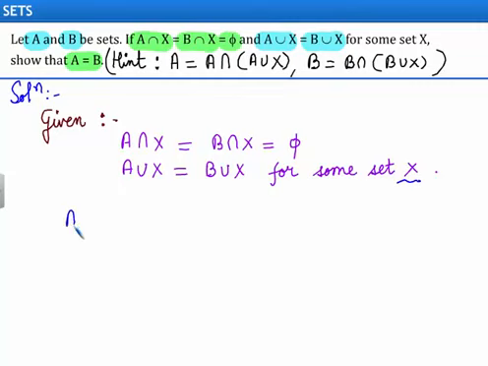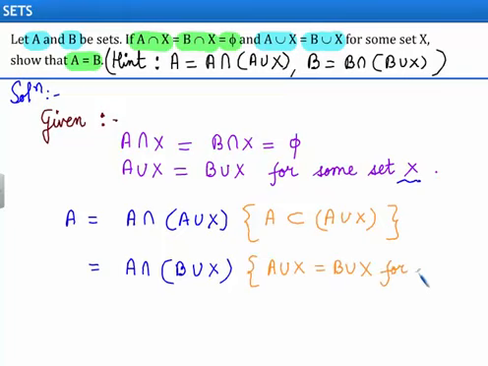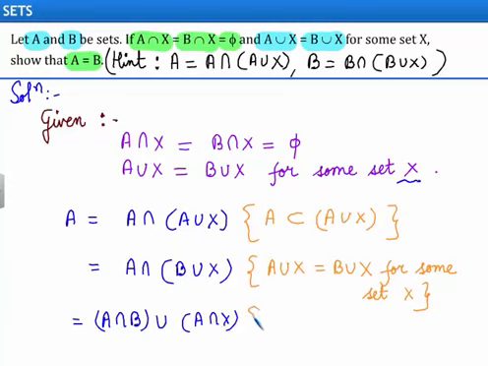Now, A can be written as A intersection A union X. And this is because we know that A is a subset of A union X. And this can be further written as A intersection B union X, because it is given that A union X is equal to B union X for some set X. And this can be written as A intersection B union A intersection X, and this is by distributive law.